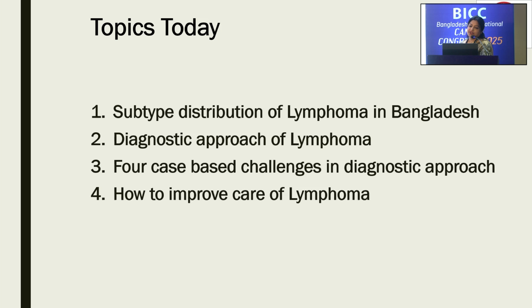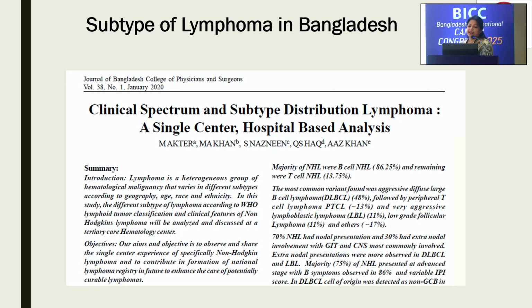What we found in our institution, among those 226 lymphoma patients, is that the majority were DLBCL, an aggressive lymphoma, followed by PTCL and lymphoblastic lymphoma. But in other countries like the US and Europe, this is the US data, they have almost equal numbers of DLBCL as well as follicular lymphoma, whereas we have follicular lymphoma much lower than this.